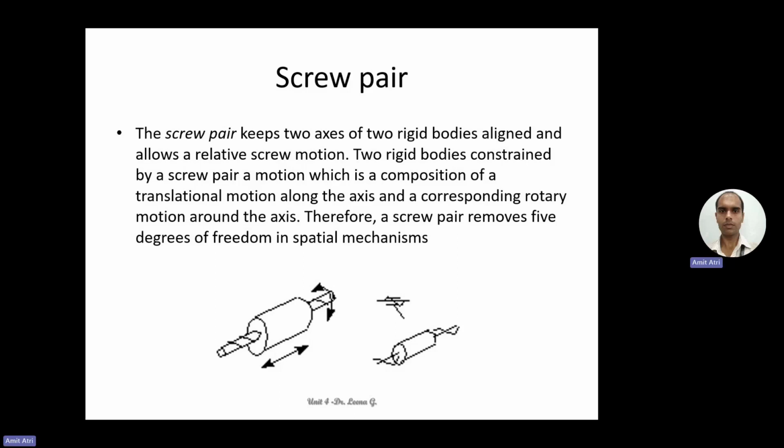So two rigid bodies constrained by a screw pair have motion which is the composition of translational and rotary motion. If going inside, the screw is penetrating the surface, like that we can say it is moving in translation. Then a rotary motion along the axis, because we are twisting the screw. So therefore, the screw pair removes 5 degrees of freedom in the spatial mechanism. So 5 are removed, 2 are left.